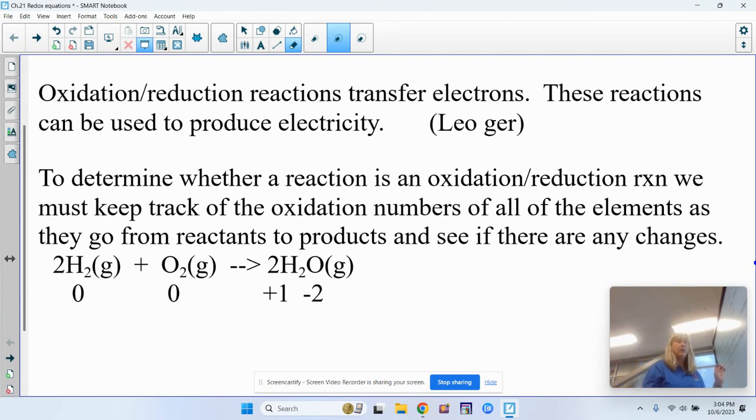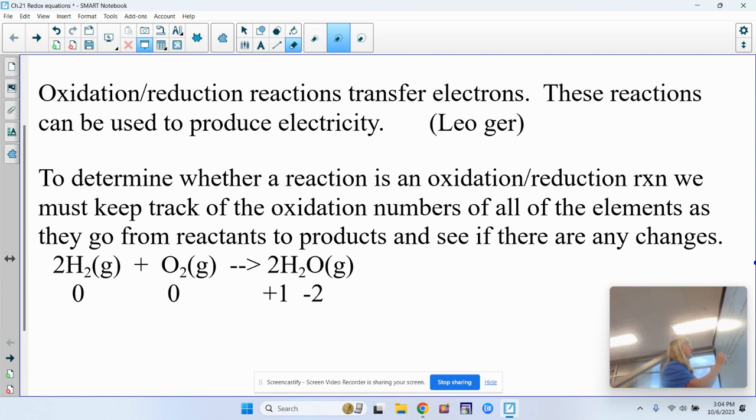Then we look at what happens to the hydrogen in the reaction. Hydrogen here is with a nonmetal, so it is +1. If hydrogen's with a metal, it's -1. And then oxygen's oxidation number in compounds is almost always -2, unless it's a peroxide or if it's with fluorine.